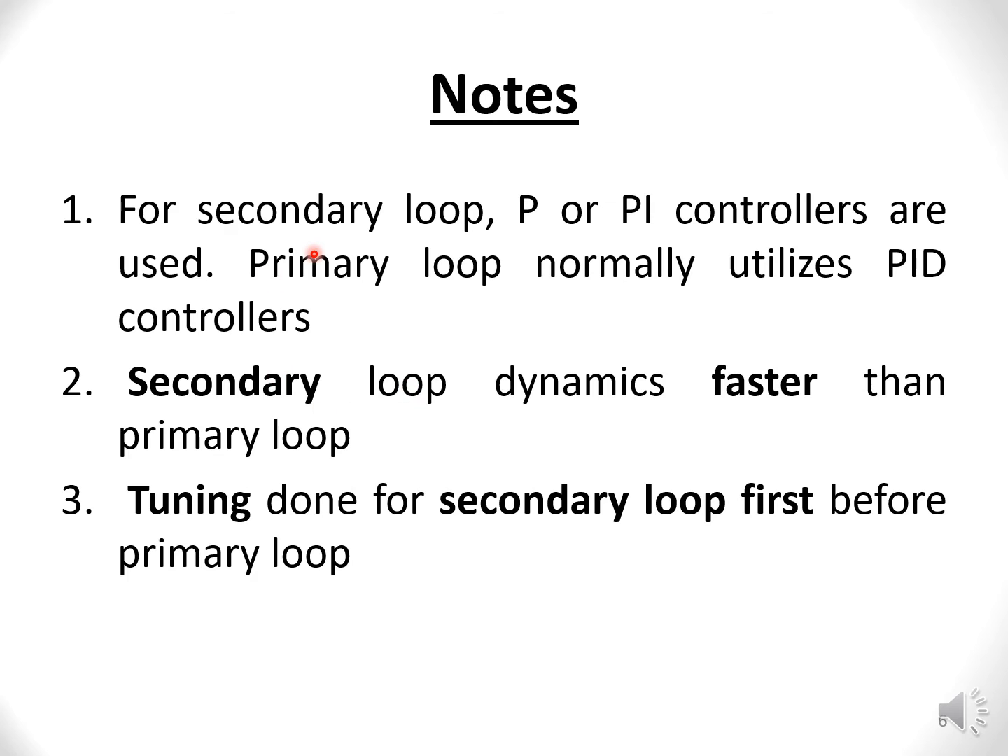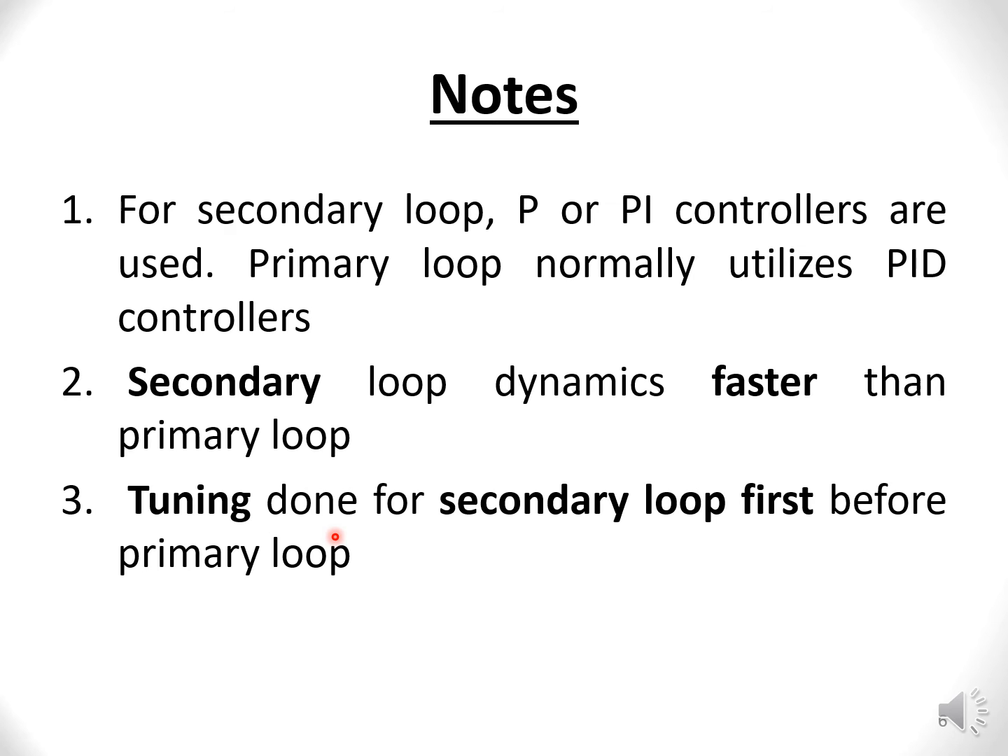The outer loop is a longer one, with a longer time constant. This issue of cascade is normally for slow systems. So the primary loop is normally the slow system, but the secondary loop is always the faster system. This is why normally the flow is used to control the secondary loop. And normally what we do is tune the secondary loop first before the primary loop. It's quite obvious because the secondary is inside.